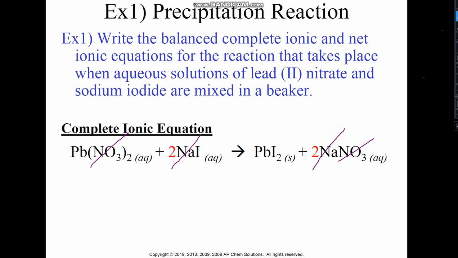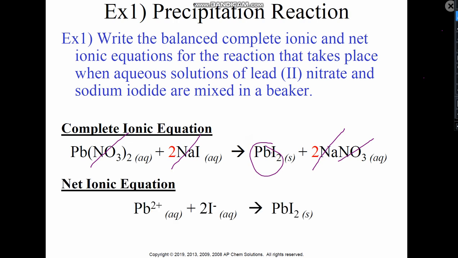So what we're left with is our lead plus our iodine, and those are going to be our ions, and we will have our lead iodide here as our solid. Okay, so that is our net ionic equation. So when this reaction occurs, the lead collides with the iodine, and they are going to be more attracted to each other than they are to the water.